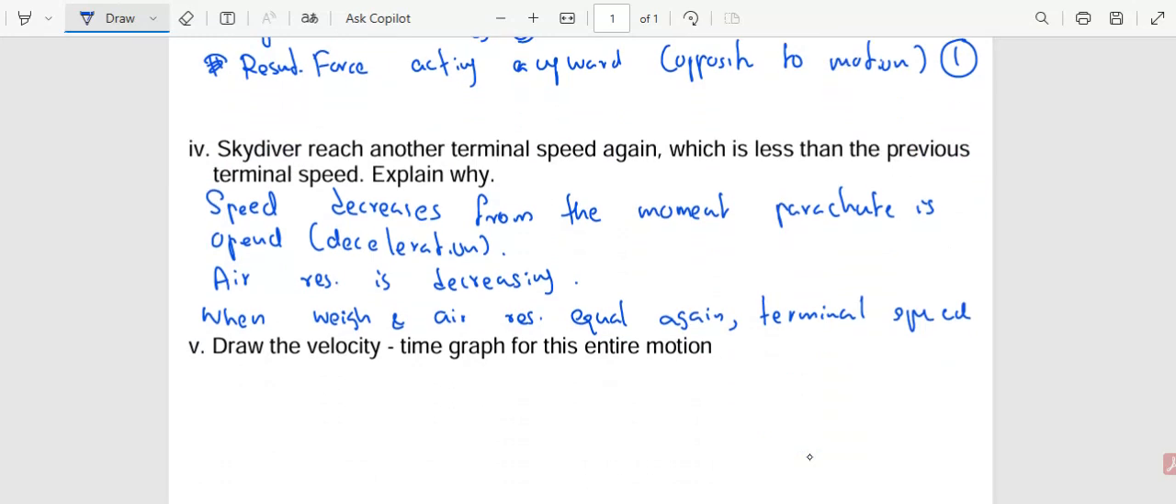So the next one, draw the velocity time graph for this motion, right? So then again you have to draw the same graph as the previous one.